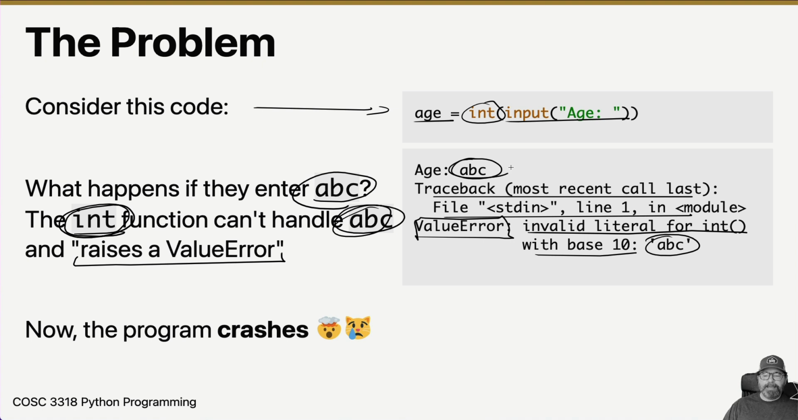So you can see we typed in ABC and the int function said, I can't do that, and gave us this message here, invalid literal for int ABC. And that's a value error, that the value that we gave it, ABC, is an error. And when that happens, our program crashes.